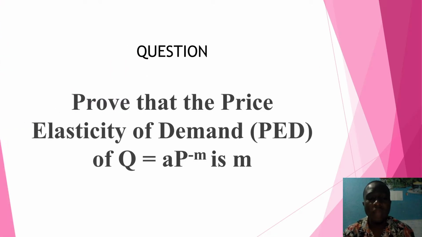We want to apply the formula for calculating price elasticity of demand to solve the following problem. The question says we should prove that the price elasticity of demand (PED) of Q equal to AP exponent minus M is actually M. So we are supposed to go through the process of finding the elasticity of demand and see whether the elasticity of demand of this particular demand function will be equal to M.